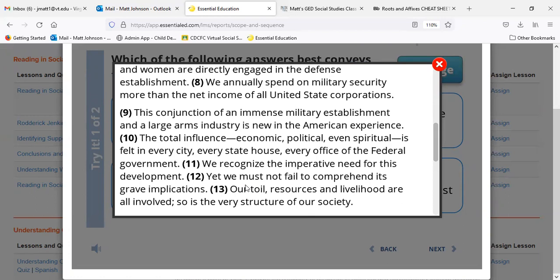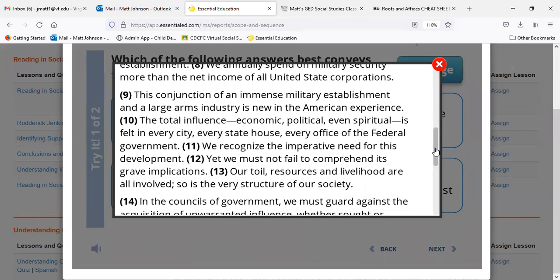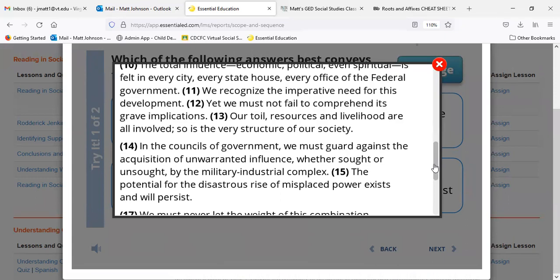The total influence, economic, political, even spiritual, is felt in every city, every state house, every office of the federal government. We recognize the imperative need for this development, yet we must not fail to comprehend its grave implications. Our toil, resources, and livelihood are involved. So is the very structure of our society.